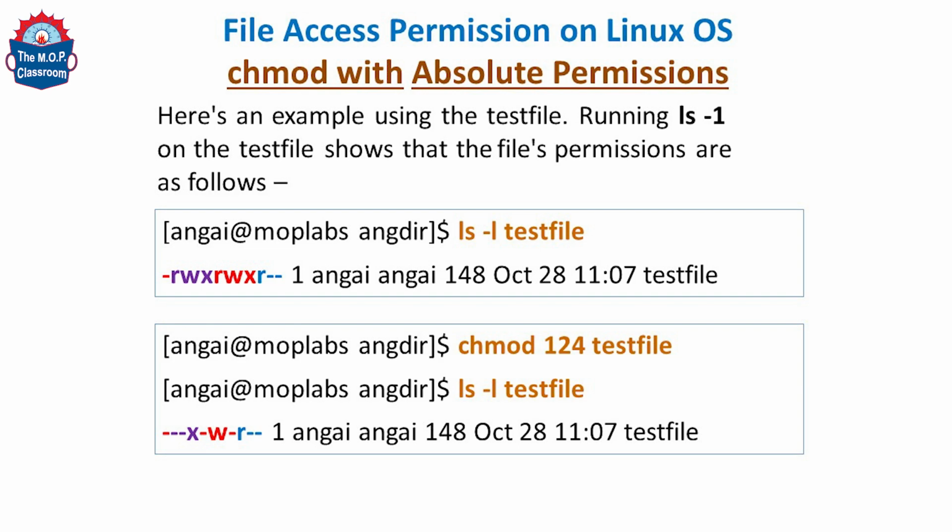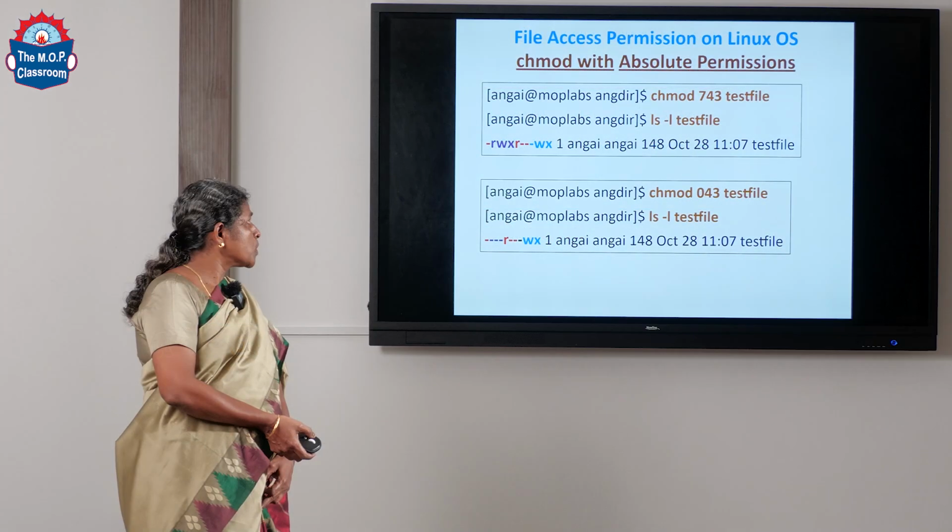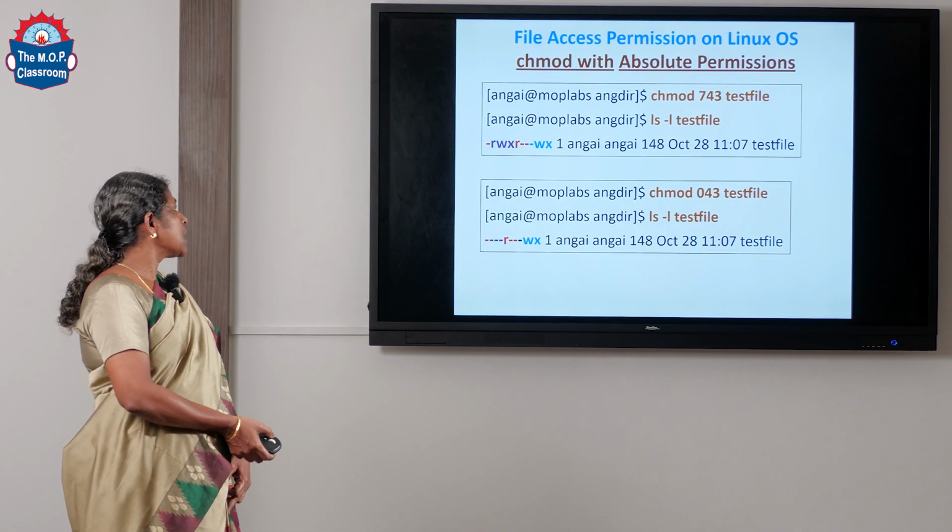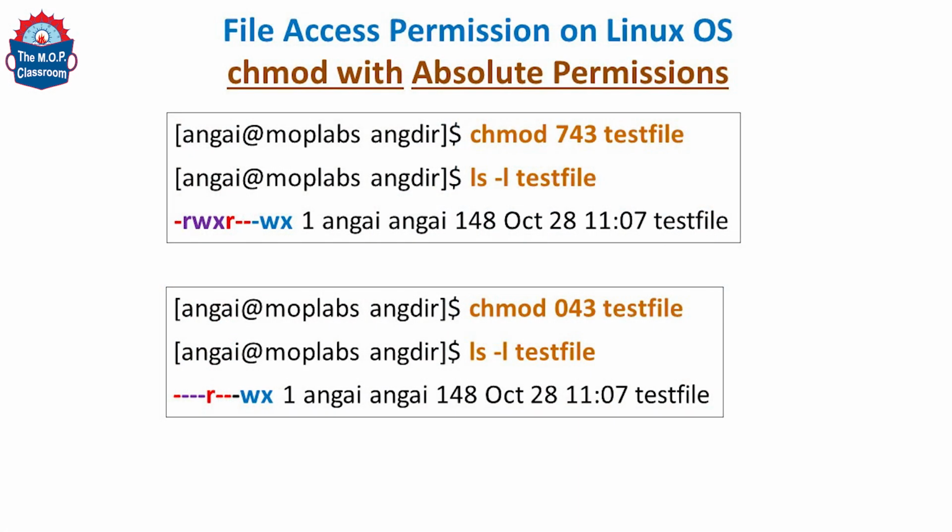That means the first number's permission goes for user, the second number's permission goes for group, and the third number's permission goes for others. And on which file? Test file. So, if you see here, 1 represents execute, so the user has only execute permission. 2 represents write permission, so the group has only write permission, and 4 represents read permission, so the other users have only read permission on the file, test file. So, a few more examples we can see. I have given the command chmod 743 on test file.